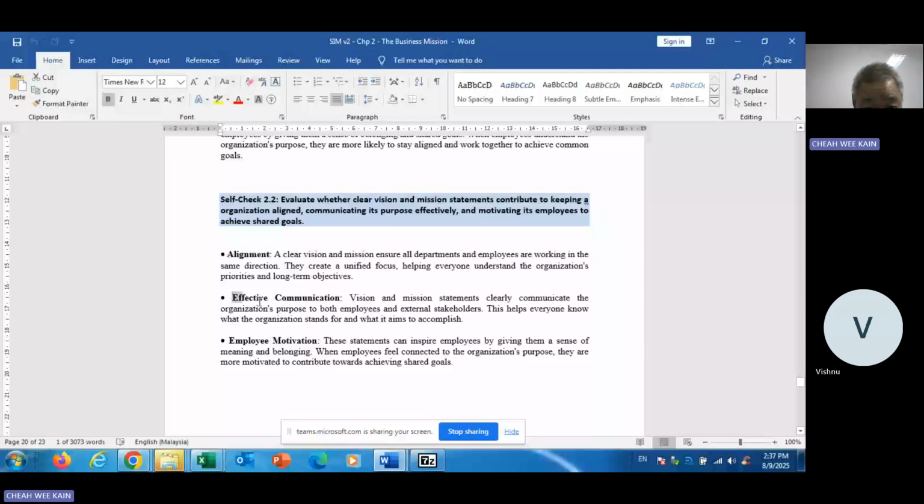Effective communication. Therefore, your vision statement should not be so long. You don't want to write 10 pages on vision. But neither should it be too short. It must be very important to be clear. And it can serve as employee motivation.